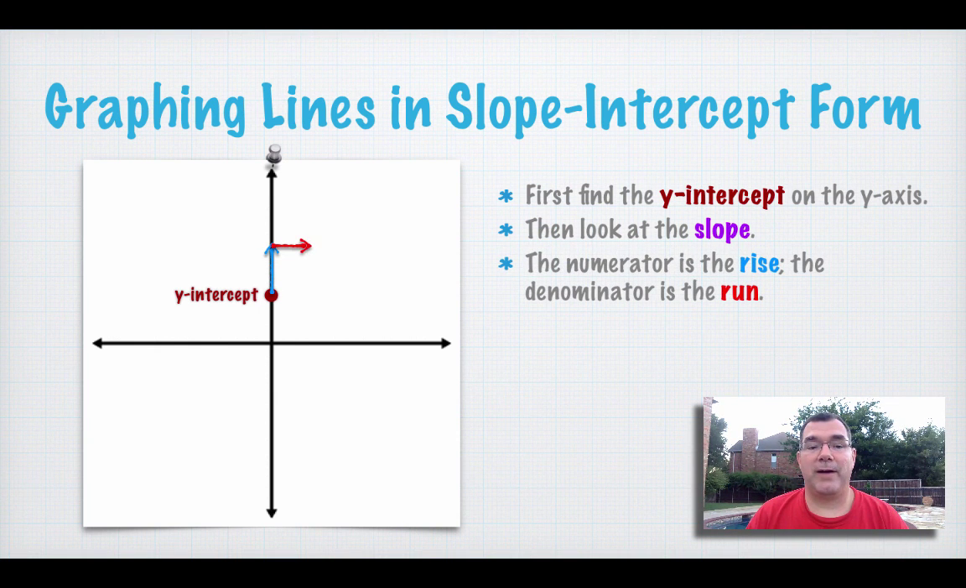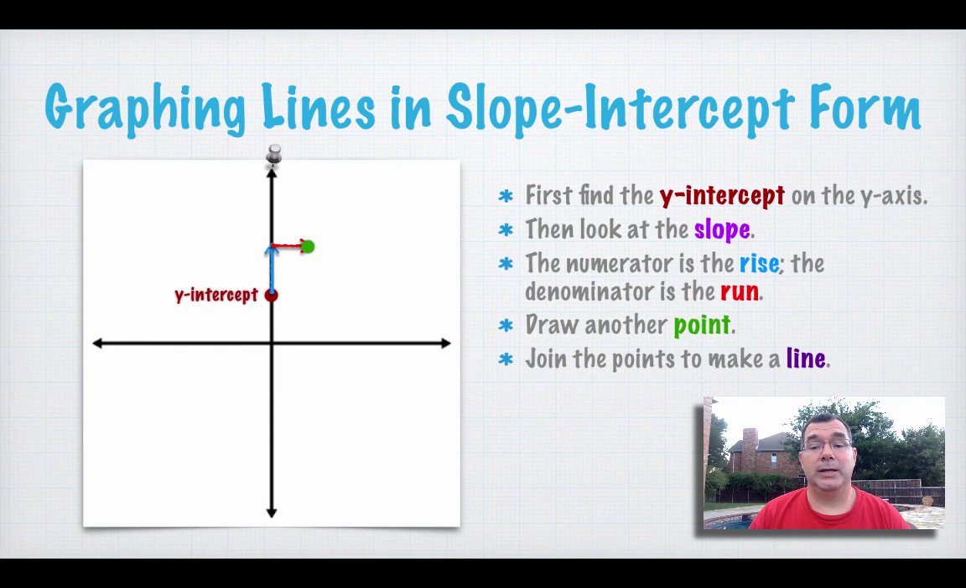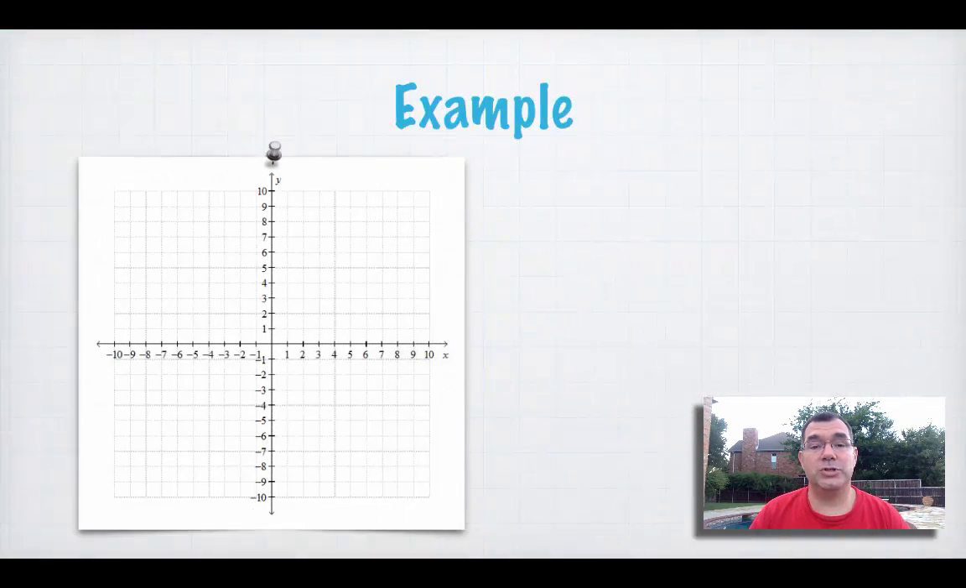So the numerator of that fraction is going to be the rise, how much I go up or down, and the denominator is going to be the run, how far I go left or right to get from any point to the next point. So what I'm going to do is I'm going to go up by the rise and right by the run, and if they're negative, I will go down or left, depending on which one's negative. And then I'm going to draw another point after I travel the rise and travel the run. Now I have 2 points. That's all I need in order to know where the line is going to be. So I join those points and I make a line. So those are the steps I'm going to follow.